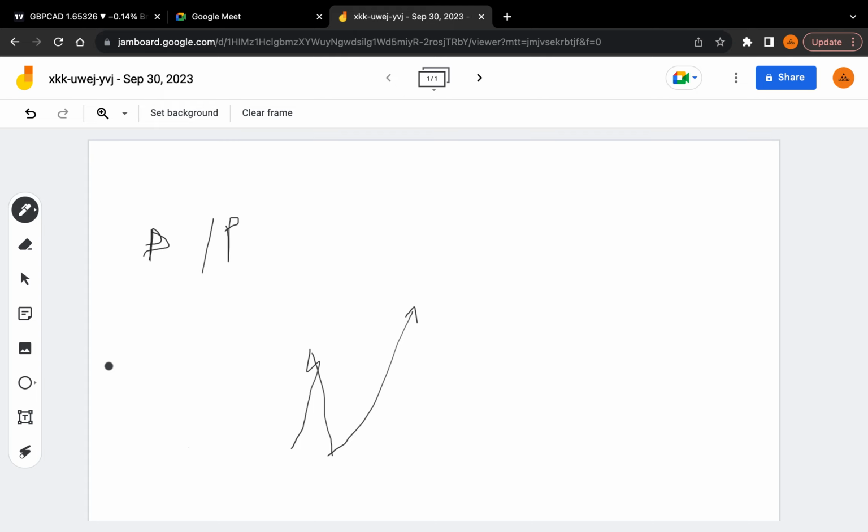Let me add something under my mouse. Voila.